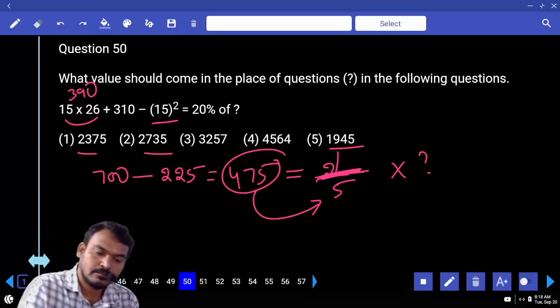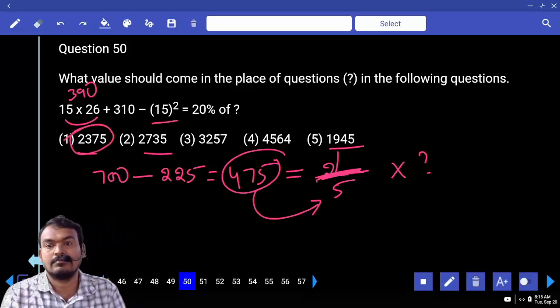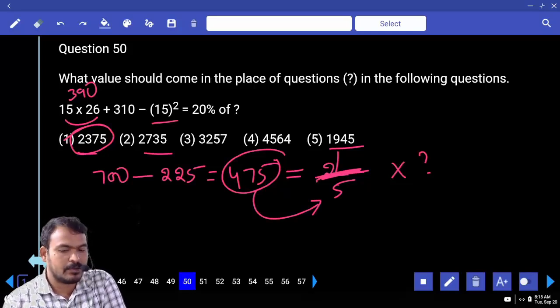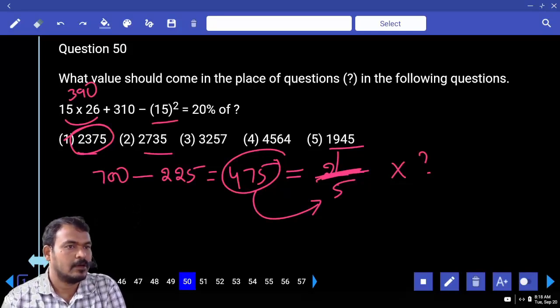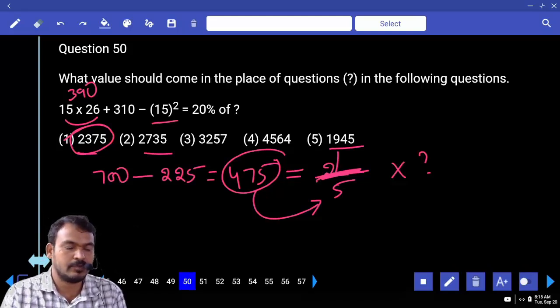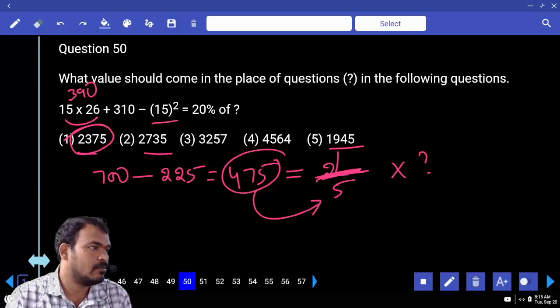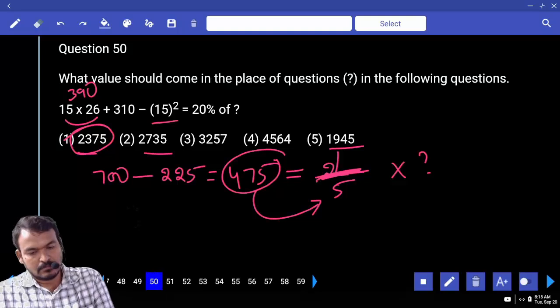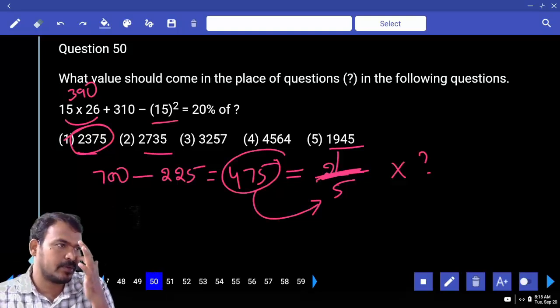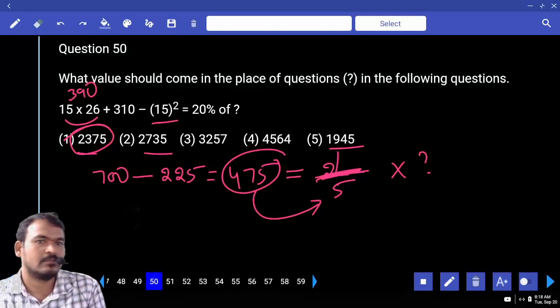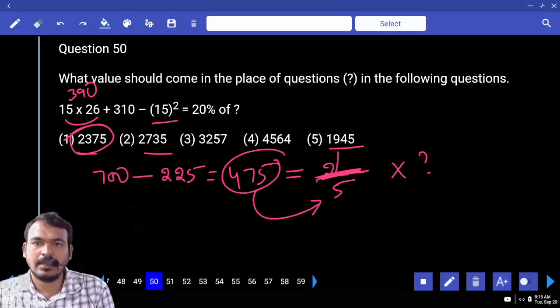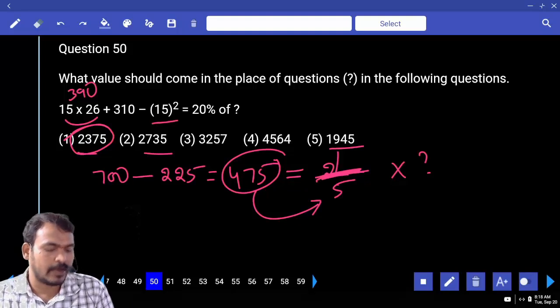Which option? First option? Or something must be multiple of 5. First verify the 5 multiple. How many options? 3 options. In that, which one is the nearby 2500? Only the first one. Because 475 is closer to 500. 500 into 5 times is nearby 2500 value, but less than 2500.